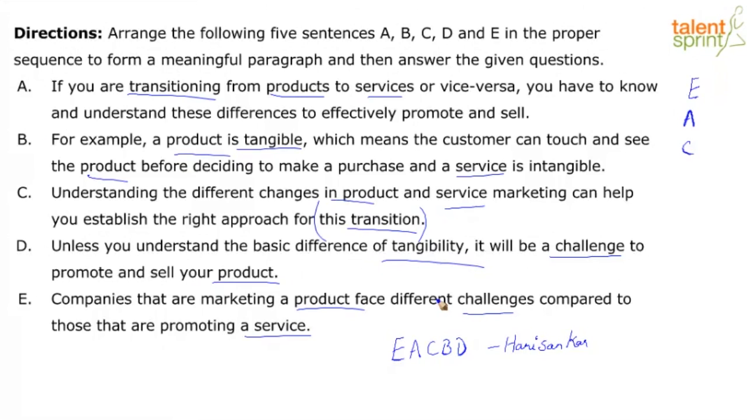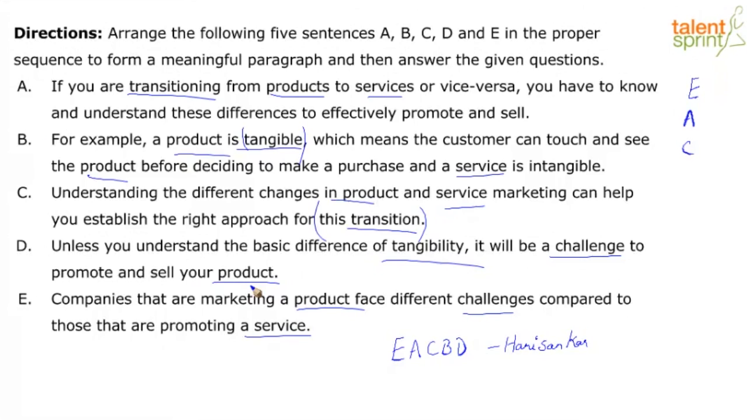What does the example say? For example, a product is tangible, which means the customer can touch and see the product before deciding to make a purchase, and a service is intangible, right? And I have tangible, which is a clue word. And then D closes off saying, unless you understand the basic difference of tangibility, it will be a challenge to promote and sell your product.